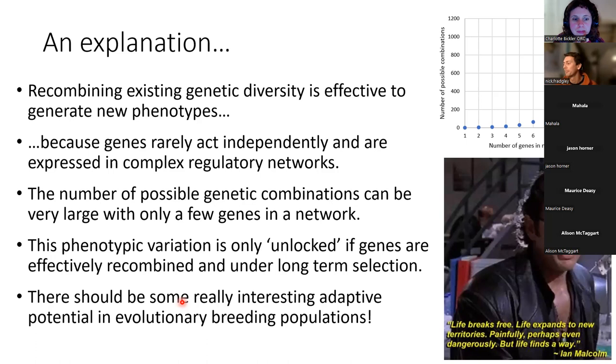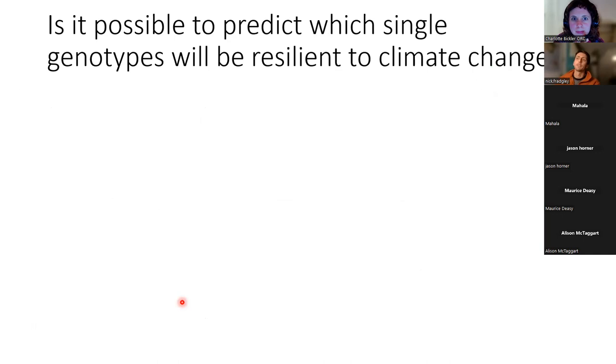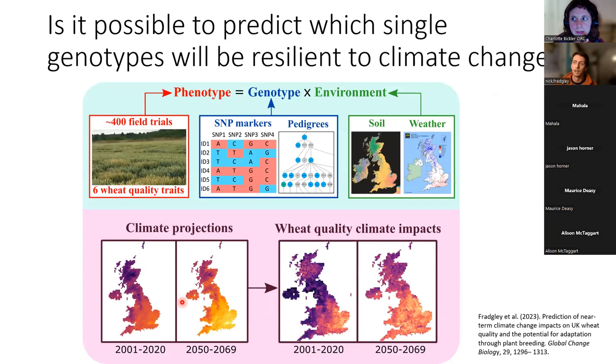Okay. So the second part of the talk that I want to talk about is the potential for breeders to breed varieties of phenotypes that are more resilient to climate change. This was one part of my PhD work where I looked at some long-term field trial data. It was more than 400 field trials going back 20 years, so there's loads and loads of phenotypic data to characterize the phenotype. And then I used genetic markers and pedigrees and environmental covariates of soil and weather to characterize the genetic and environmental components of all of these varieties and trial environments.